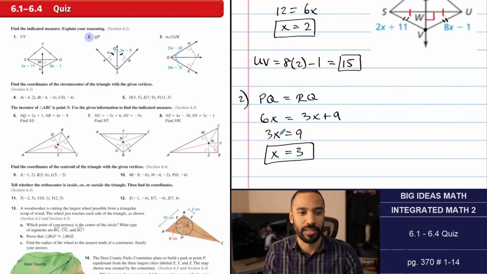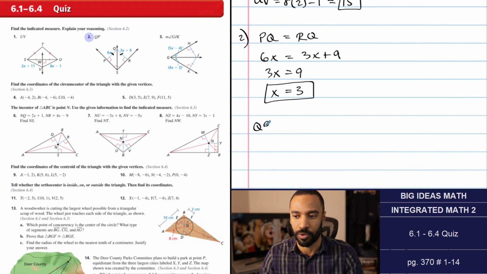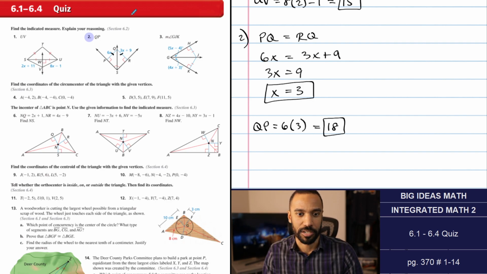We're going to use that to find the length of QP. QP is just one of those two lengths. You can technically substitute it for either, but let's just do it for the expression that's QP. 6 times 3 is 18. 18 units in length is QP. That is the angle bisector theorem.